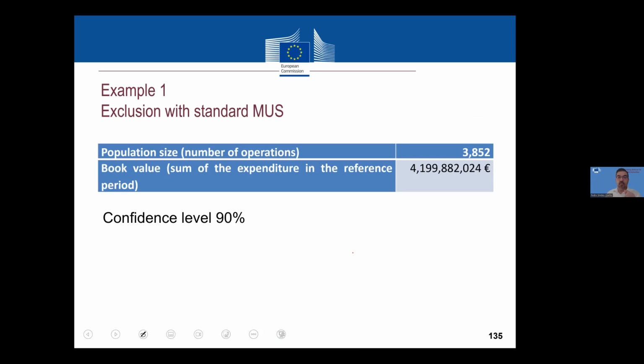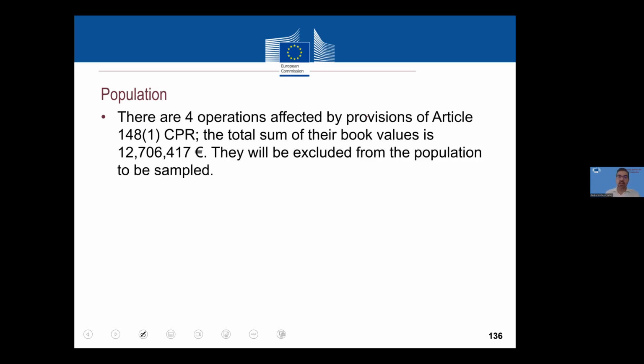Okay, and I have brought here two numerical examples that put these ideas in perspective. First example: let me exemplify exclusion, so the units are taken away from the population, applied with MUS. I have this population, 3,852 operations with this expenditure, confidence level of 90%. Imagine that 4 operations are affected by these provisions of proportional control arrangements. Their total book value is 12.7 million euros, okay? And they are going to be manually excluded, these 4, from the population to be sampled.